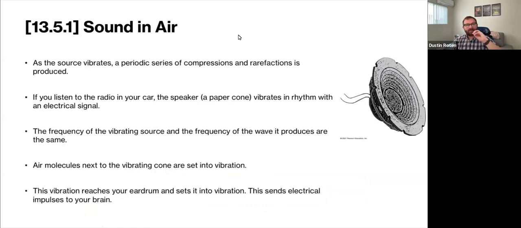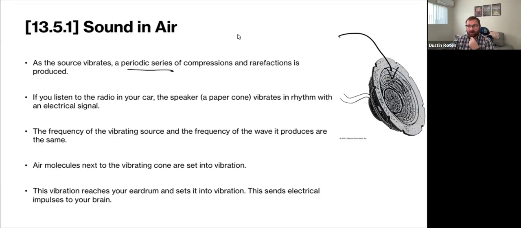Now, as the source vibrates, this motion becomes periodic. So we get a periodic series of compressions and rarefactions. And anytime you listen to the radio in your car, this is exactly what's happening in your speaker. So your speaker is usually just like a paper cone here, sort of like this area. If you ever had the speaker out of your car, it's usually just a really thin material. So this paper cone actually vibrates in rhythm with an electrical signal. So the frequency of the vibrating source and the frequency of the wave it produces are the same.